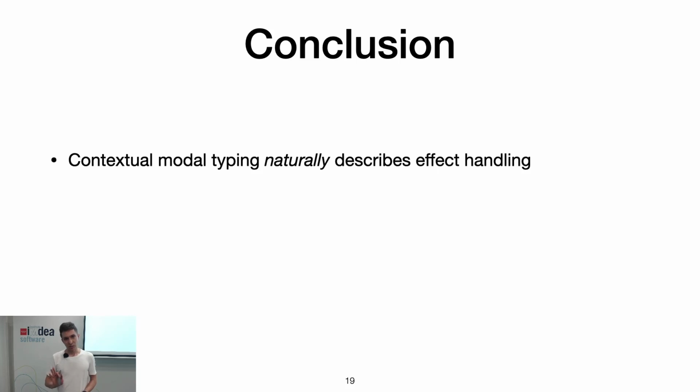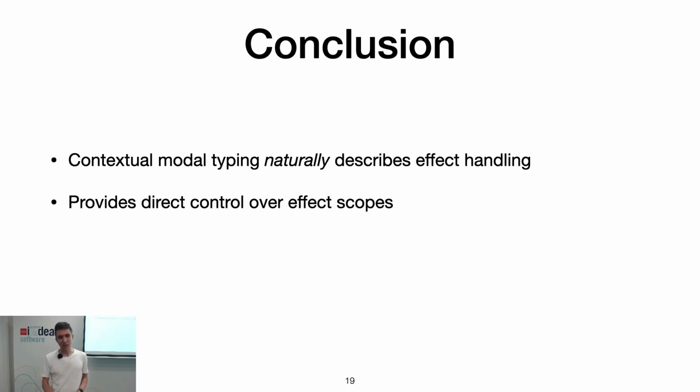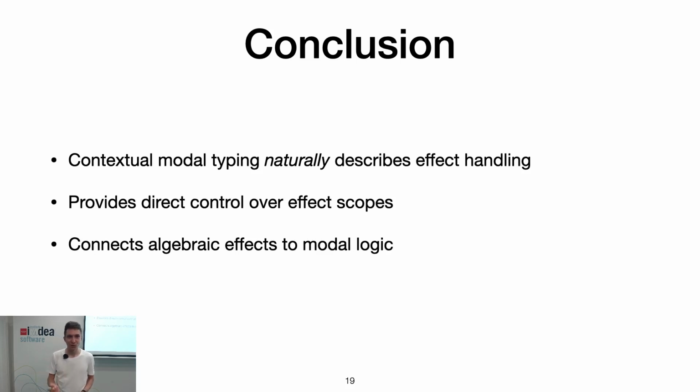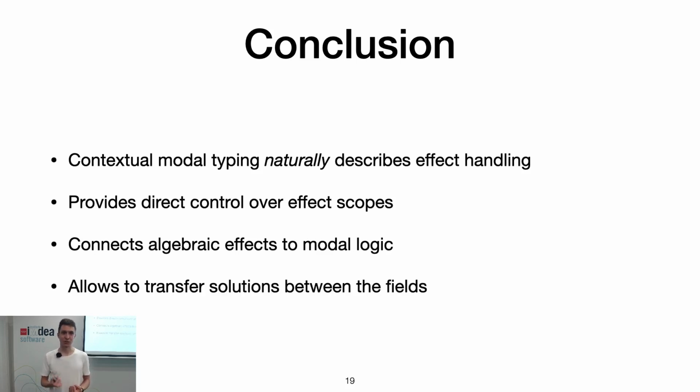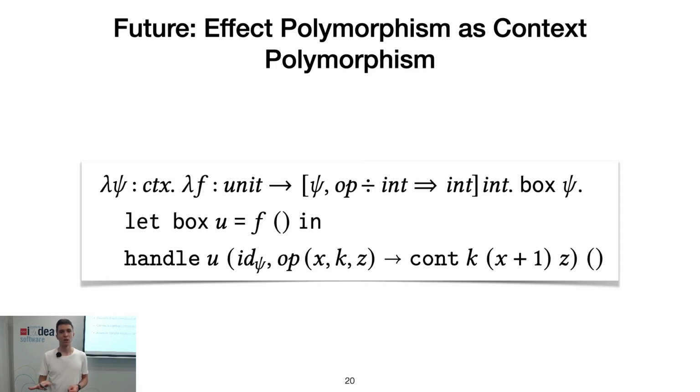So let me conclude for now and talk about what we actually achieved in this work. So we found out that contextual modal typing is a natural fit for systems with algebraic effects, that it naturally describes handling, that handling is a manipulation with contextual modal types. Contextual modal types provide for us a direct control over effect scopes and effect annotations. They connect algebraic effects to modal logic, which potentially allows us to transfer the results between the two fields. And let me give you an example of it right away.